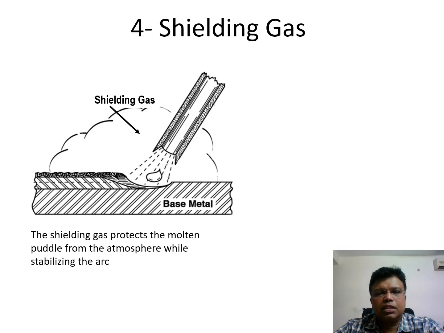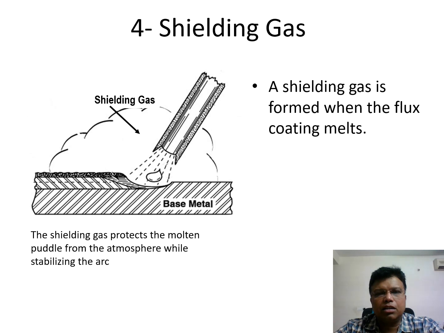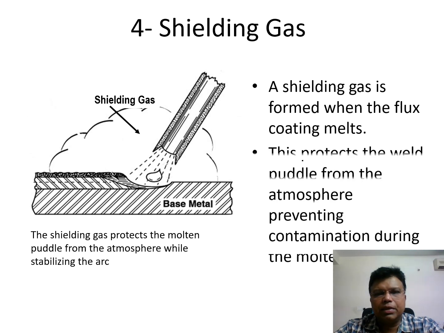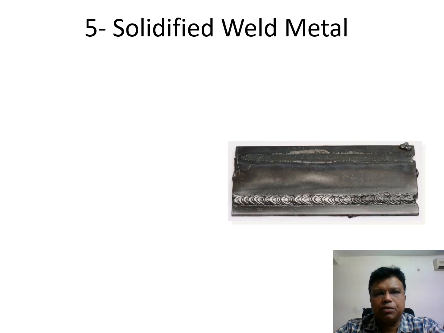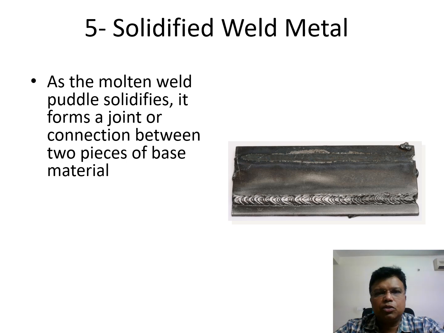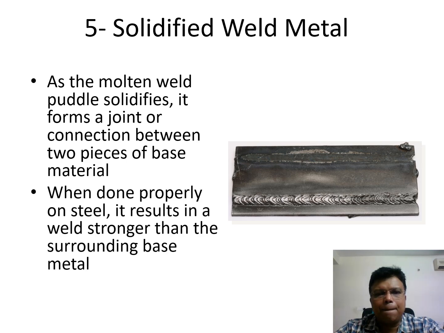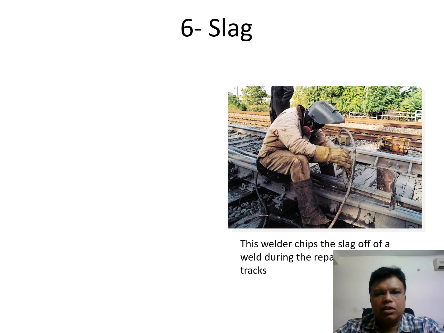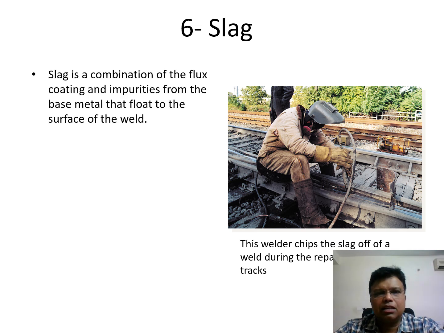Moving on, the next important item is the shielding gas. As I mentioned earlier, the shielding gas here protects the molten puddle from the atmosphere while stabilizing the arc. The shielding gas is formed when the flux coating melts. This protects the weld puddle from the atmosphere, preventing contamination. The image shows the solidified weld metal that is formed between two base materials. The excess or waste slag is chipped off after the welding is done.